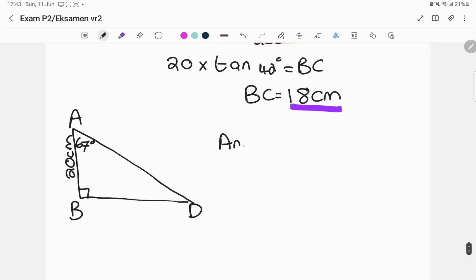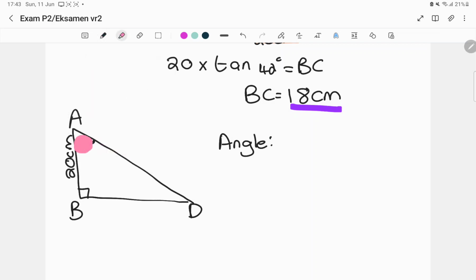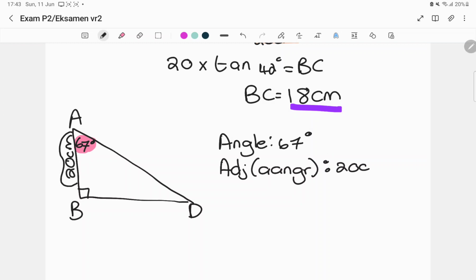So what is the angle I have? I have the angle of 67 degrees. Perfect. Now, what is this side I have? That 20 centimeters once again is my adjacent side. How do I know it's the adjacent side? Because it's touching the 67.